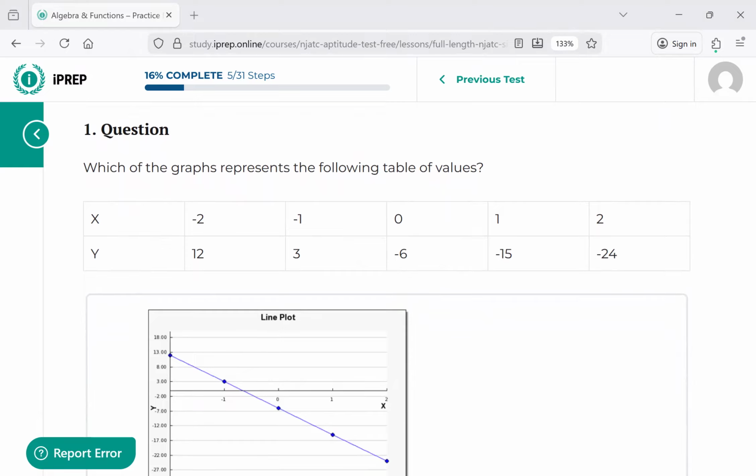So my first coordinate could be expressed as -2, 12. Next one is -1, 3. Next one is 0, -6. The next one is 1, -15. And the next one is 2, -24. Okay, so is it the first one?